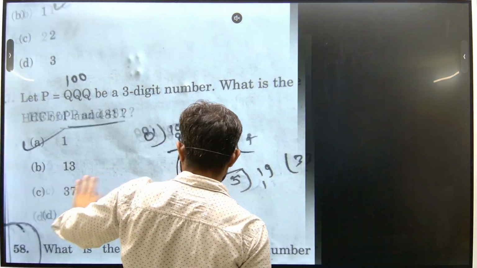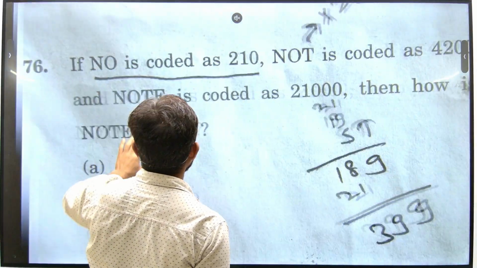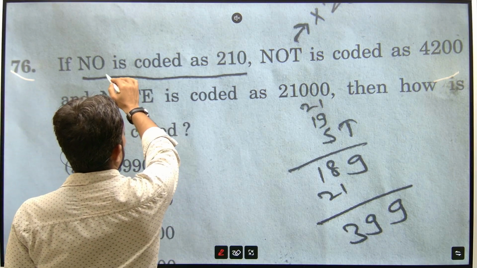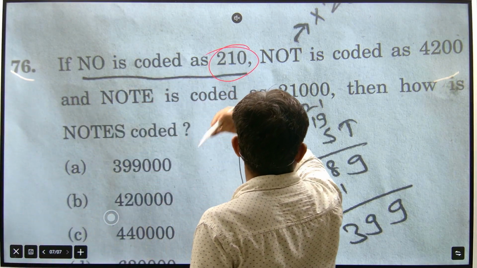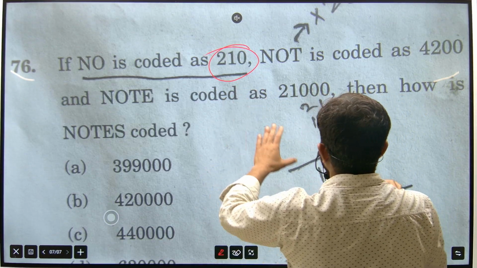So no, this is not a clear question. Okay, here it is a question of coding decoding. It's a reasoning. So NO is coded as 210. We don't know what the first step is and what we need to do.